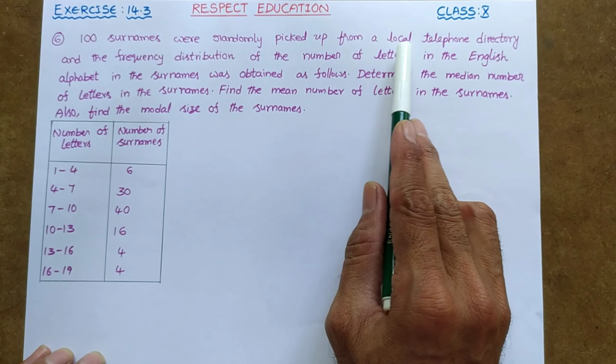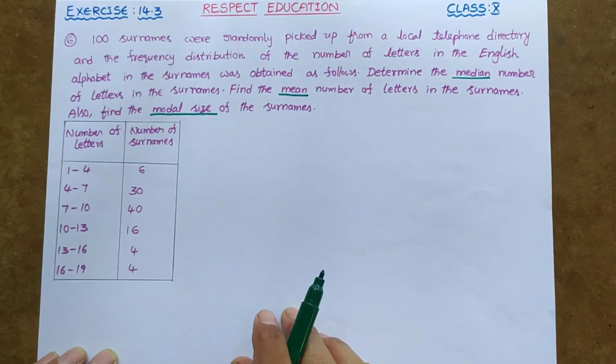That means here first we need to find the median. Find the mean number of letters in the surnames. So we need to find mean also. And also find the modal size of the surnames. So in this question we need to find all the three: median, mean and modal size.